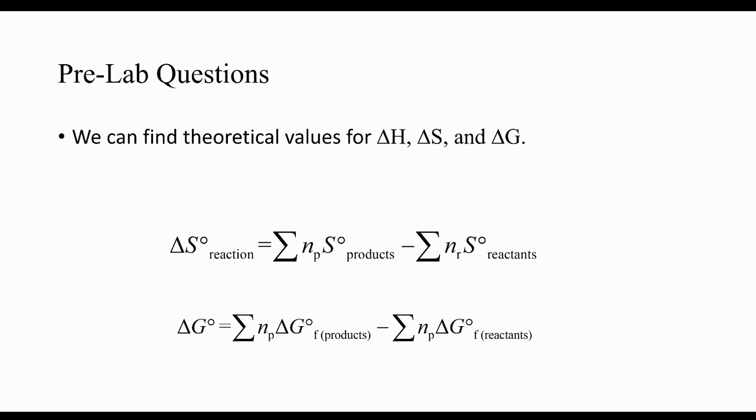Okay. From chapter 6, I believe it's 6.4, and then 17.1 through 17.4, those chapters, you learn how to write the theoretical values for delta H, delta S, and delta G. So one of them got deleted from here. Sorry about that.